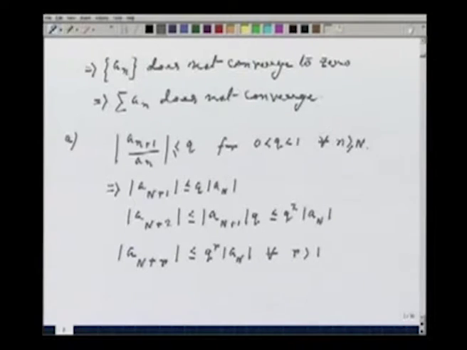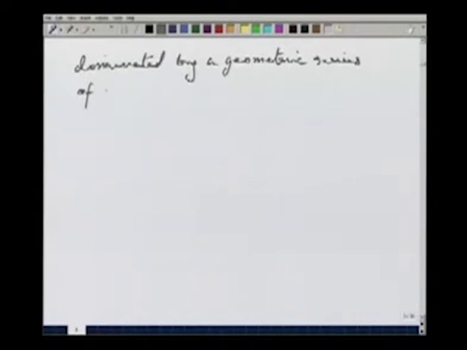What does this mean? That means the infinite series, if I look at summation a_n, then for large n, mod a_n is dominated by a geometric series of the form summation mod a_N times q to the power r. Because of my assumption that q lies between 0 and 1, this geometric series converges.